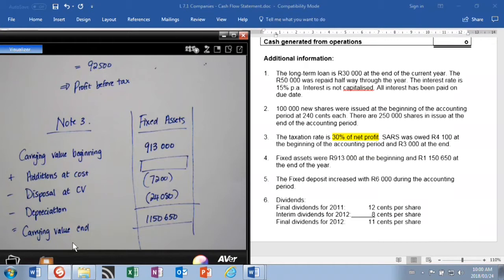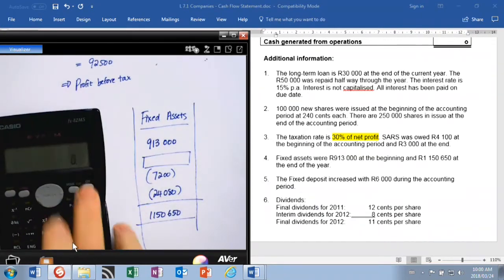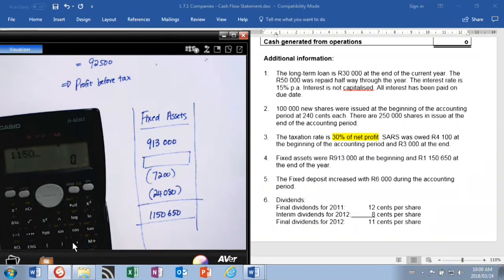Your missing amount there. I always start at the bottom. And I say 1,150,650. And I add 24,080. I will add the 7,200. And then I will minus the 913,000. And that gives me 220,770. Okay, that's not correct. Let's try again.